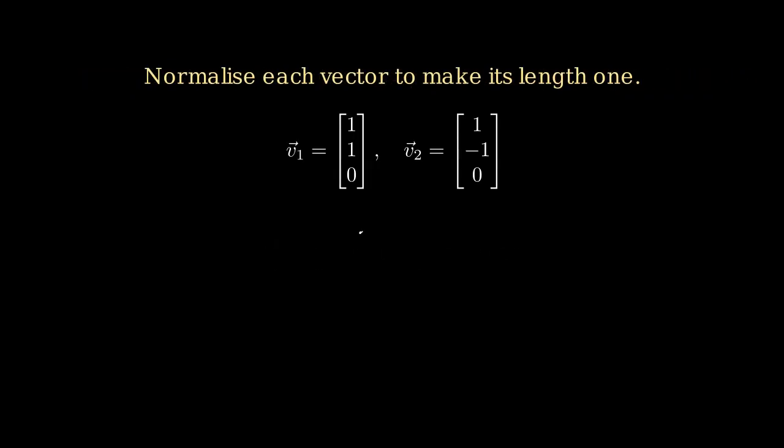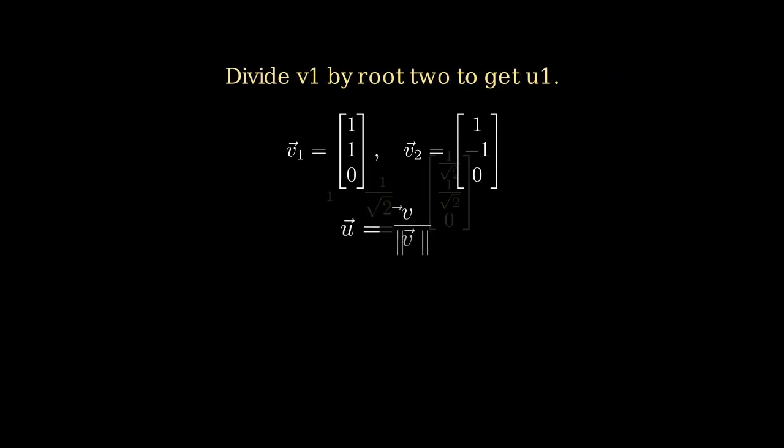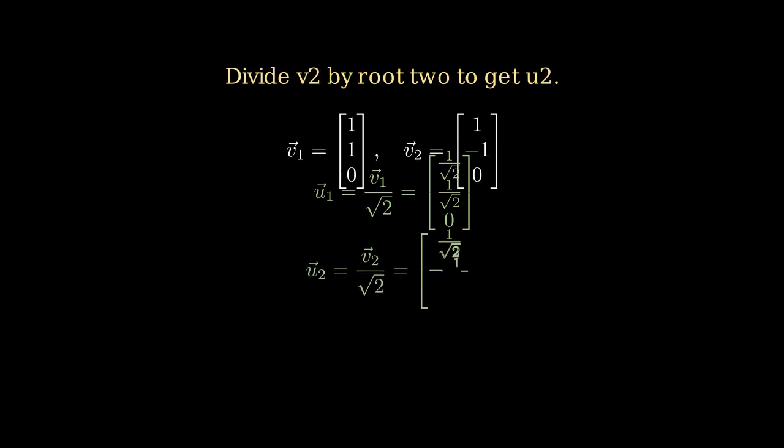Next, we normalise each vector, that means dividing it by its own length, to shrink or stretch it to exactly length 1, without changing the direction it points in. Dividing v sub 1 by the square root of 2 gives us u sub 1 equal to the vector 1 divided by the square root of 2, 1 divided by the square root of 2, 0. And dividing v sub 2 by the square root of 2 gives us u sub 2 equal to the vector 1 divided by the square root of 2, minus 1 divided by the square root of 2, 0.